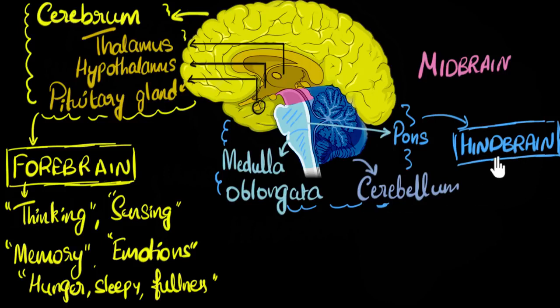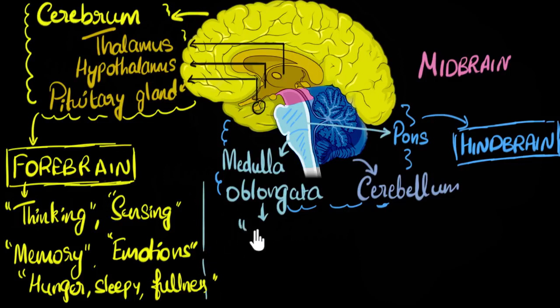So again, what are the functions of the hindbrain? We already saw it's involuntary, but let's look at the individual ones. Let's look at the medulla oblongata and the cerebellum. These two are important for us. So what does the medulla oblongata do? Well, it controls most of the life-giving involuntary processes.